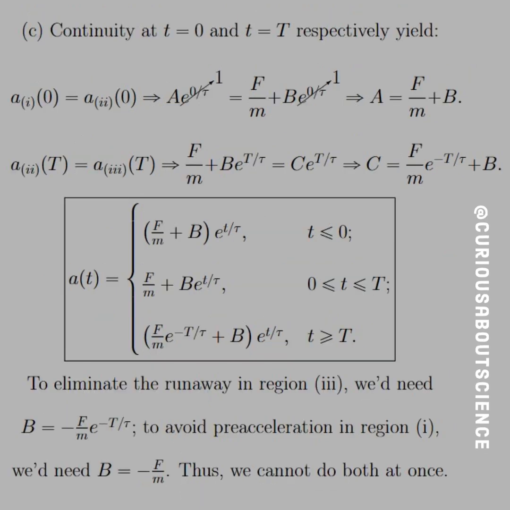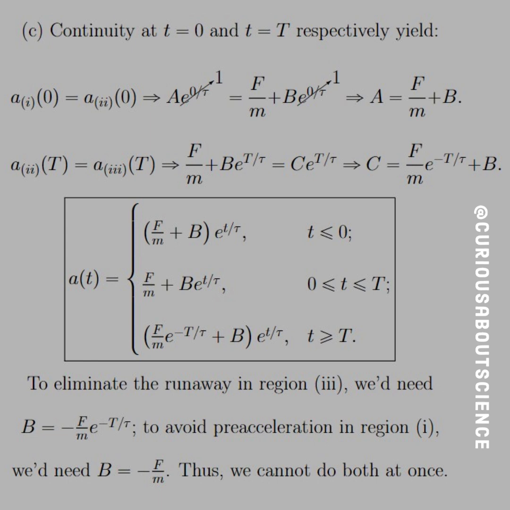Now, what we have to do is apply continuity at both of the boundary times, at t equals 0 and t equals big T. At t equals 0, we have the boundary of acceleration region 1 and acceleration region 2, so we're going to have constant A and constant B. Plug in 0, and those exponentials go to 1, and the relation is A equals F over m plus B. Then if we put in t equals big T, we have to use regions 2 and 3, which have to be continuous, so we can write C in terms of F over m and B. Everything has an e to the big T over tau term, so divide through everything, and that's where we get the negative big T over tau.